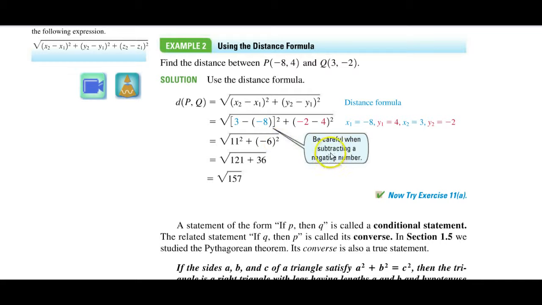Now be careful, and they're giving you this little caution. When you subtract a negative, it becomes a positive. So this becomes 11 here that you will square. And then the same thing here, negative 2 minus, this one is a positive, so the negative applies, a negative 6. So a negative 6 squared is 36, 11 squared is 121. We have the length of the line as the square root of 157. Now that is the length of the line. And that's an exact answer.